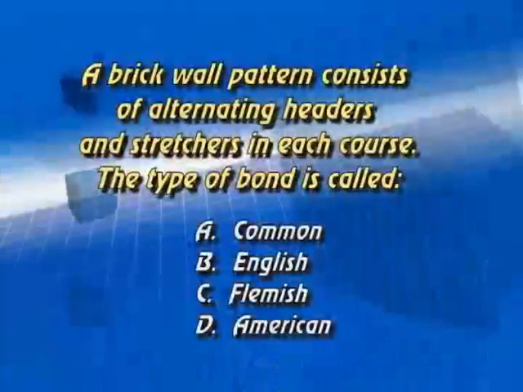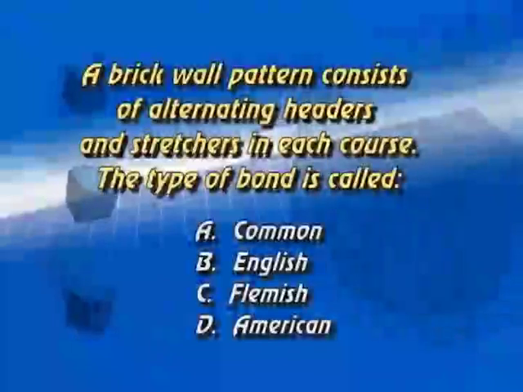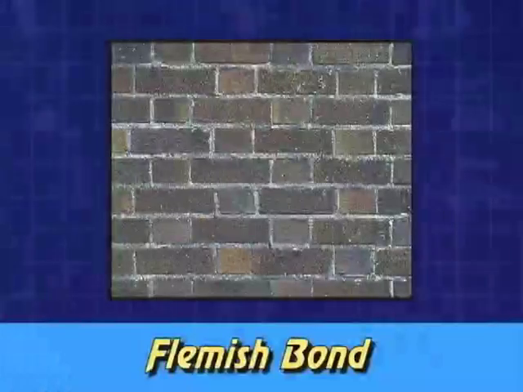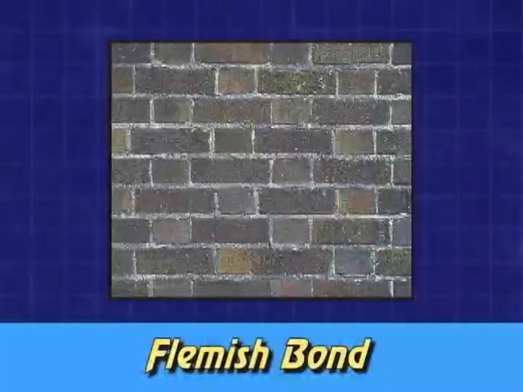Number 38. A brick wall pattern consists of alternating headers and stretchers in each course. This type of bond is called... now, a stretcher is the normal position of a brick, 8 inches wide by about 2.5 inches high. You see that face. A header is when you see just the end of the brick, that 4 by 2.5 inch. So you have a long one, then a short one, and a long one and a short one. And in the next row, you have a short one and a long one, a short one and a long one. That happens to be called a Flemish bond.